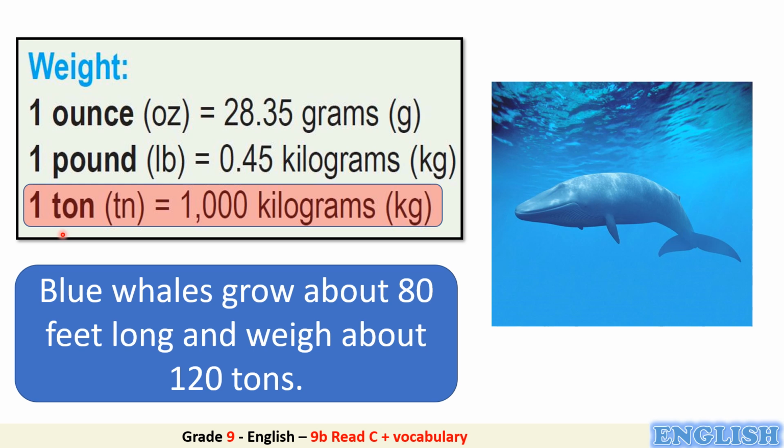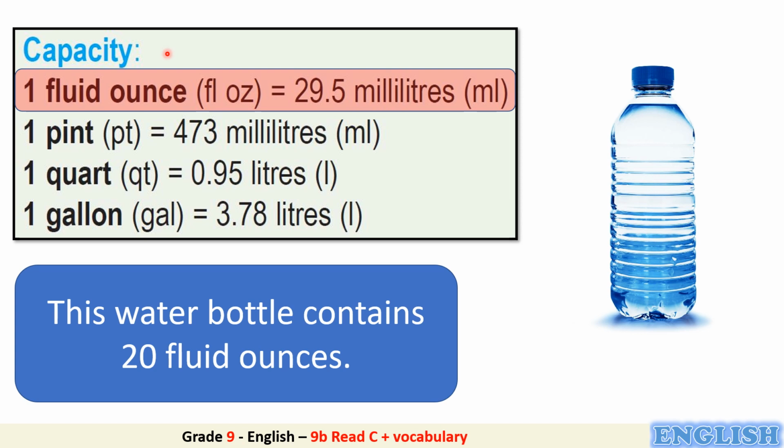This unit is the ton. 1 ton is equal to 1,000 kilograms. For example, blue whales grow about 80 feet long and weigh about 120 tons. The third category that we have today is capacity, which is usually used to measure liquids. The first unit here is fluid ounce. 1 fluid ounce is 29.5 milliliters. For example, this water bottle contains 20 fluid ounces.